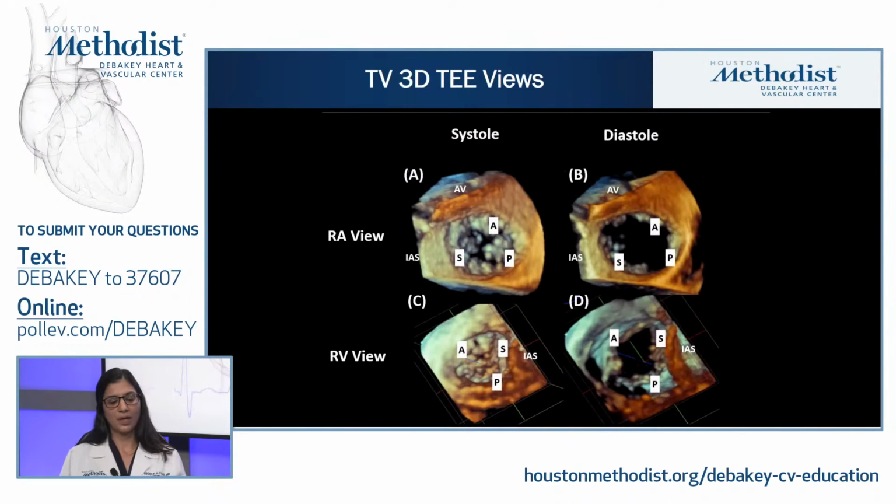Again, you can get your tricuspid 3D TEE views from the RA view, looking from the RA similar to the mitral valve, a surgical en-face view in systole and diastole. And again, the anterior leaflet is closest to the aortic valve. The septal leaflet is closest to the interatrial septum, and the posterior leaflet would be at the posterior aspect of the image. Looking at the RV view, you can also identify these 3 leaflets.